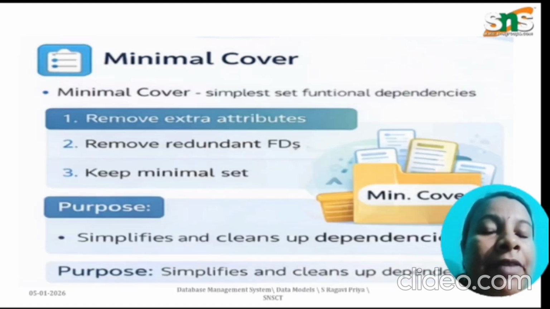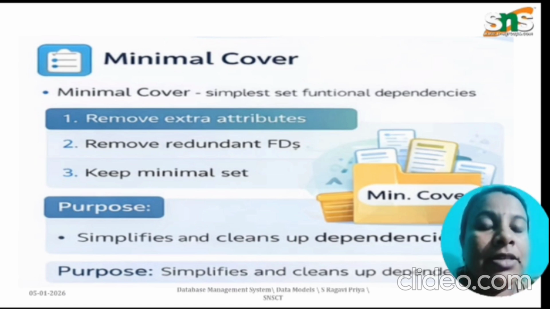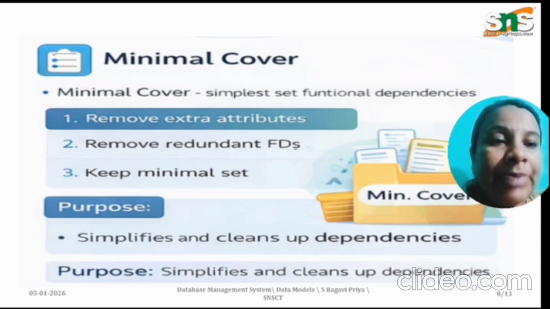Minimal cover is the simplest set of functional dependencies. It removes extra attributes, removes redundant functional dependencies, and keeps a minimal set. The purpose is to simplify and clean up dependencies.